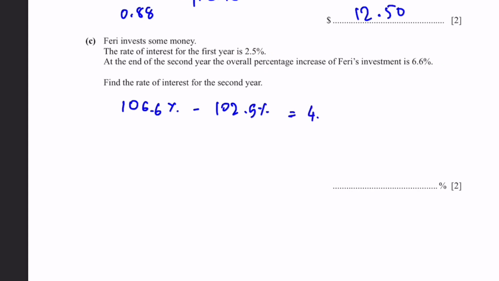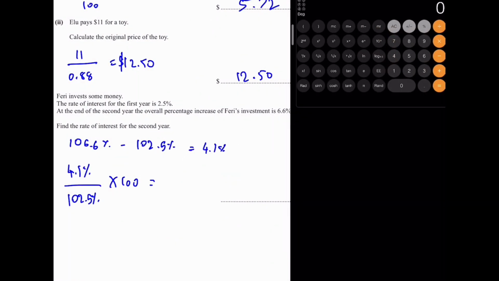This will be 4.1%. But then we need to find the rate of interest for only the second year. So that means we need to make it by the first year's percentage. So the difference, 4.1% by 102.5%, multiply by 100 to make it a percentage. And then when we do this on a calculator, 4.1 divided by 102.5, and then multiply by 100, we get 4%. 4% interest. That's the answer.